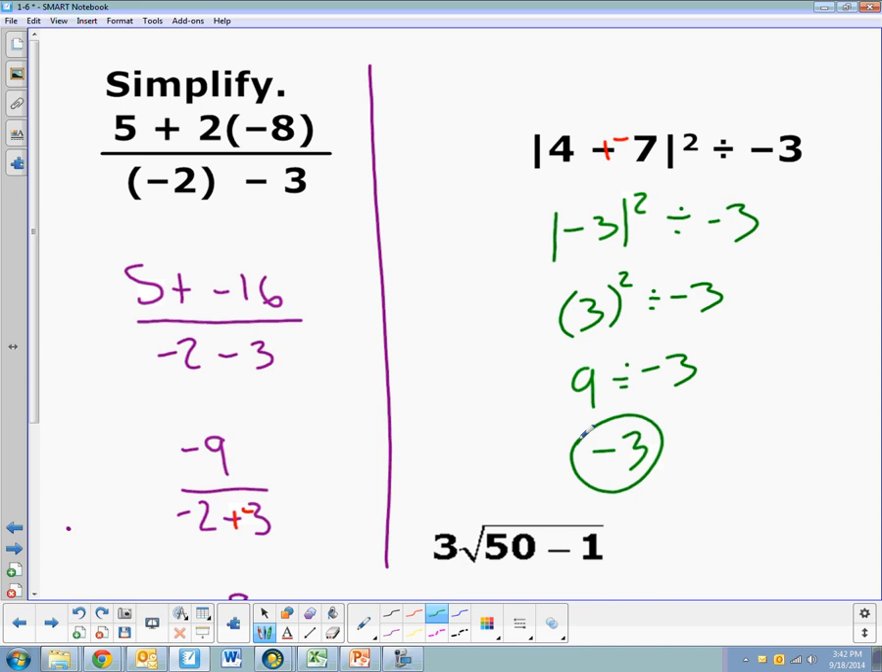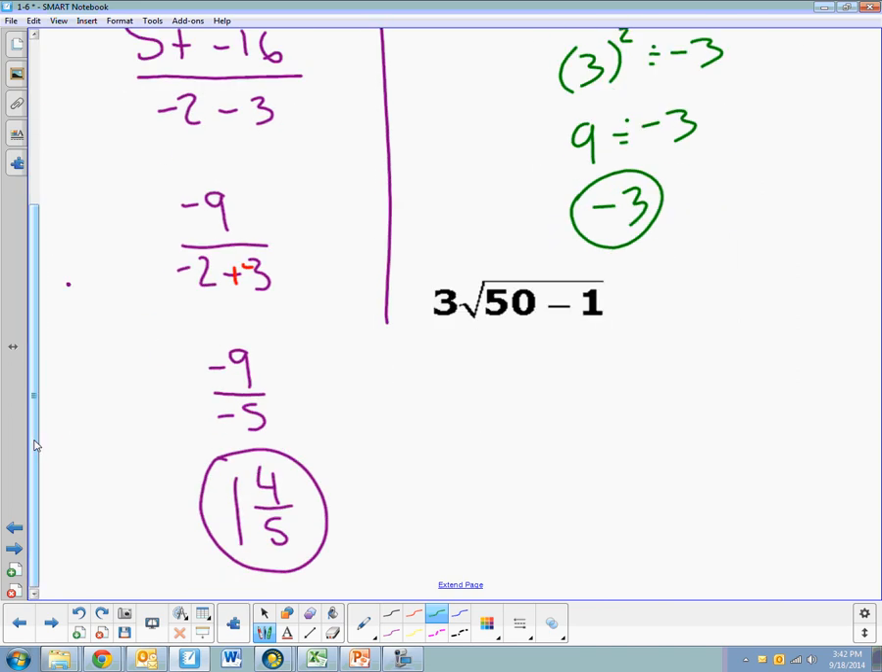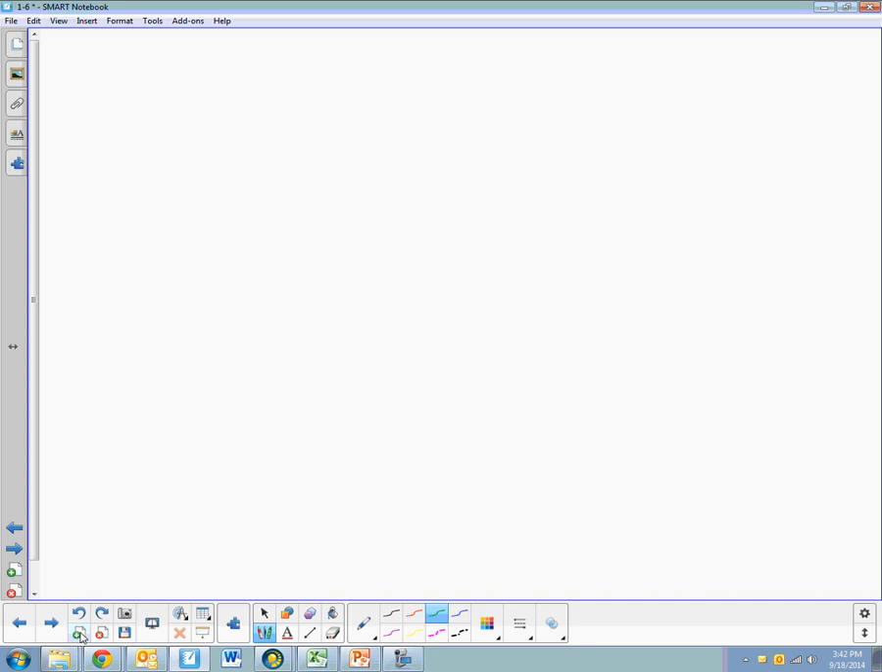Last one. Square roots. Now I mentioned radical signs. A radical sign is like square root. I'm going to create a new page here. You don't have to write this down. I'm just going to talk quick. A square root is the opposite of squared. So opposite of x squared, square root of x.